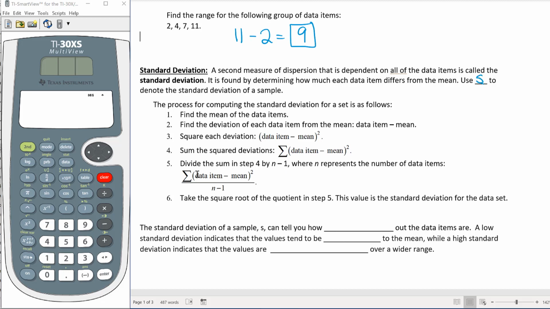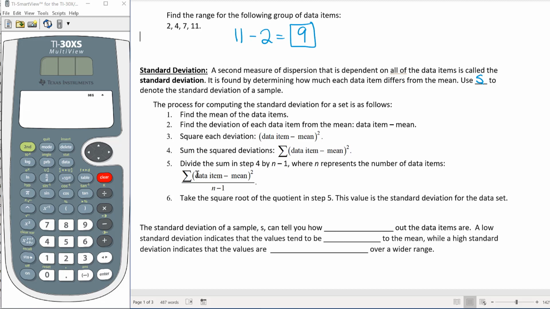We use S to denote the standard deviation of a sample. The standard deviation of a population uses a different letter, a Greek letter, but for this class we're just going to use S for the standard deviation of a sample. The process for computing standard deviation is as follows. Step 1, find the mean of the data set. Step 2, find the deviations of each data item away from the mean, meaning you're going to take each data item and subtract the mean from it.